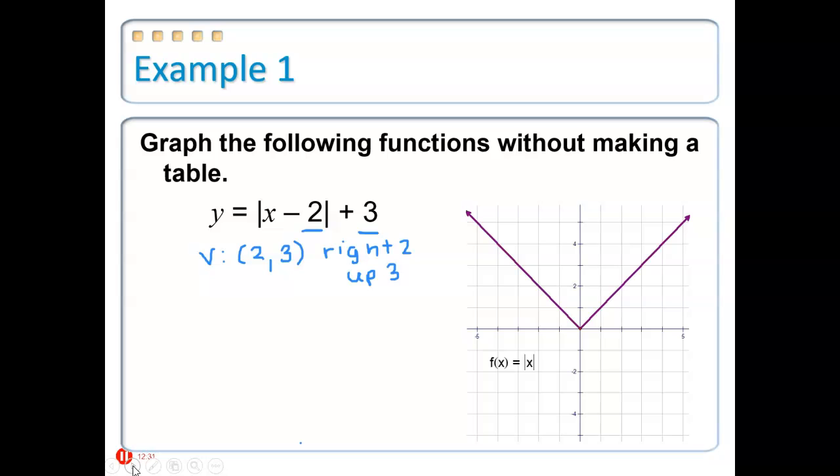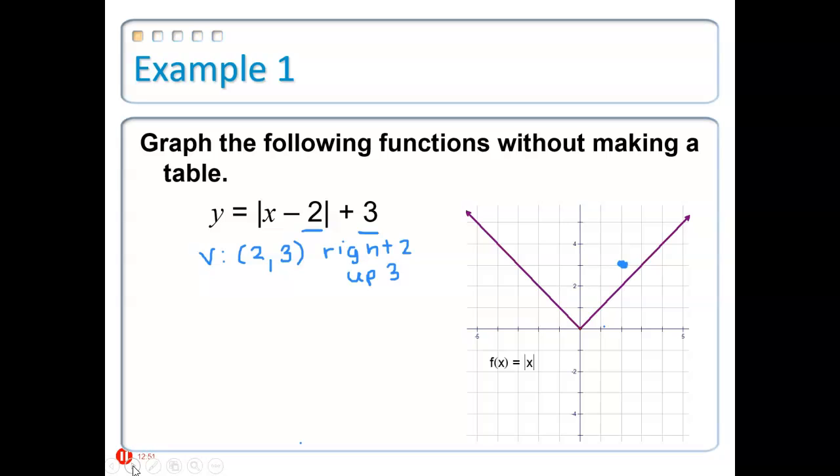All I did was put the parent function on my graph so you could see what these changes are doing from the original parent function. So we're going right 2 units and up 3. The a value is still 1.